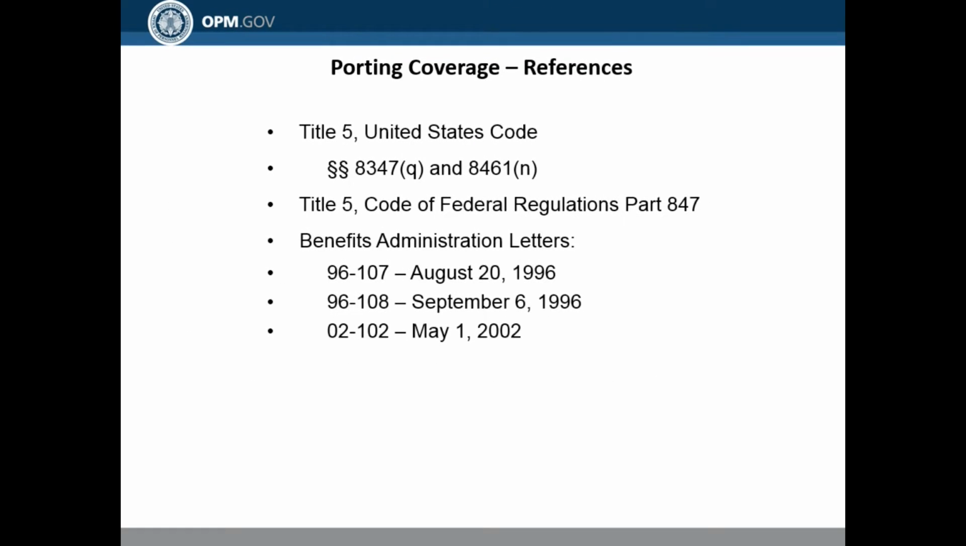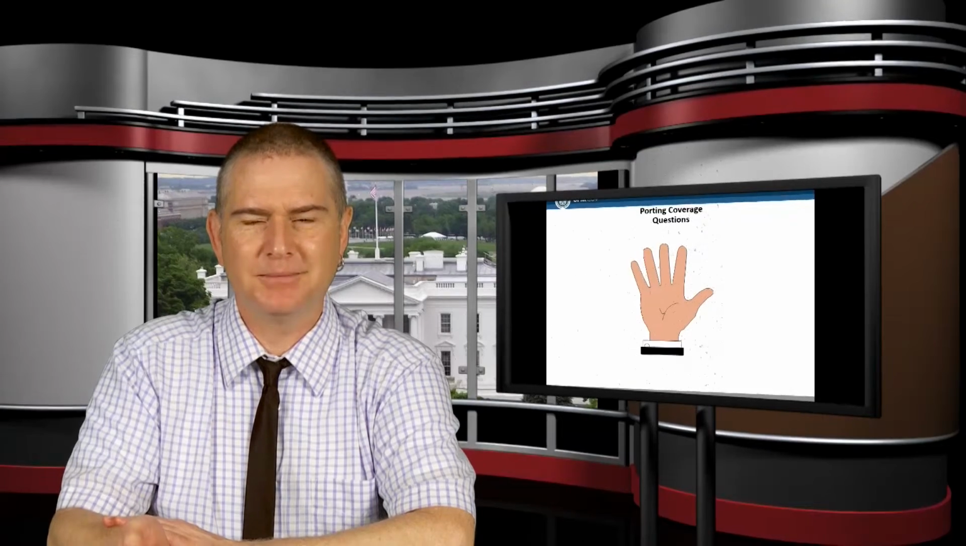Again, another cheat sheet that you're going to probably want to just pull out and keep handy are the references for porting coverage. The Title V references are right here, and the Benefits Administration Letters are listed as well. Also, the Code of Federal Regulations references are on this slide. So again, these are nice cheat sheets to keep handy because, like I said, for most agencies, you're not going to be encountering this on a daily basis, so it is something you're going to have to reference and look up from time to time.